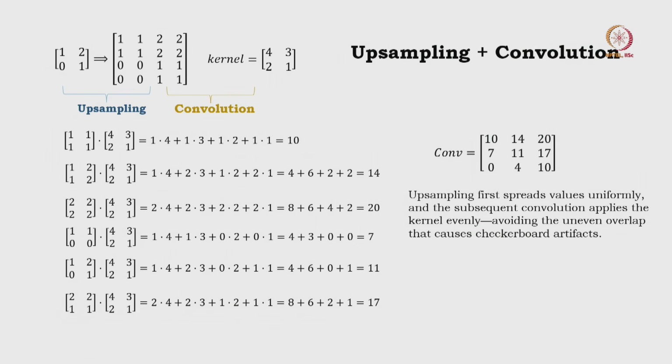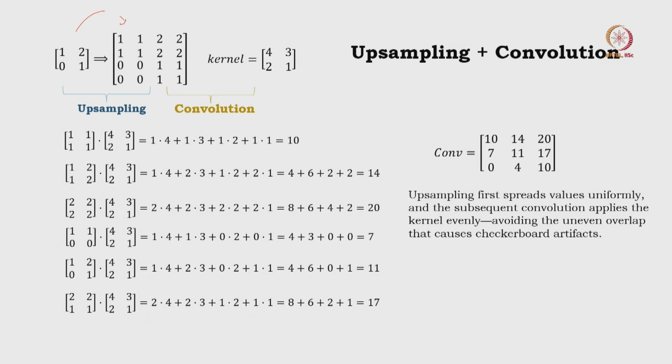First, whatever the input is, perform an upsampling. How do you perform an upsampling? We can use either zero insertion or nearest neighbor. Here we have used nearest neighbor. First perform upsampling, then perform a convolution operation.